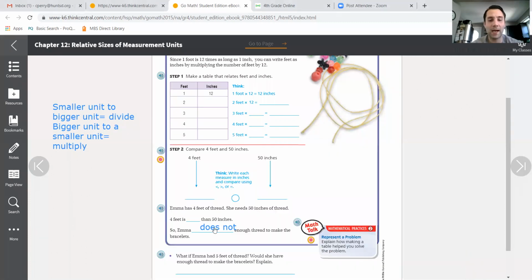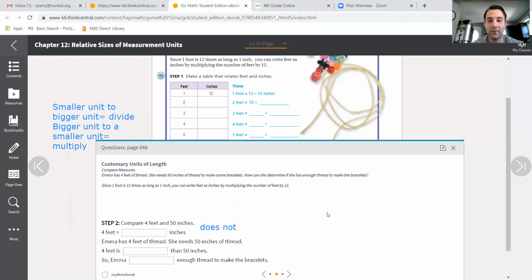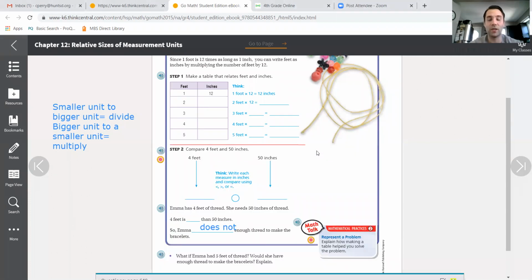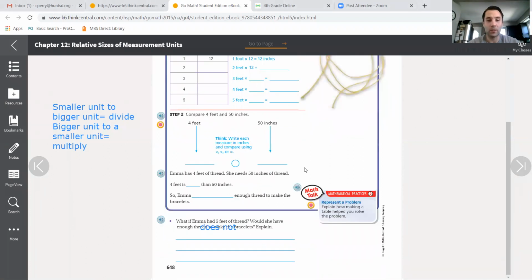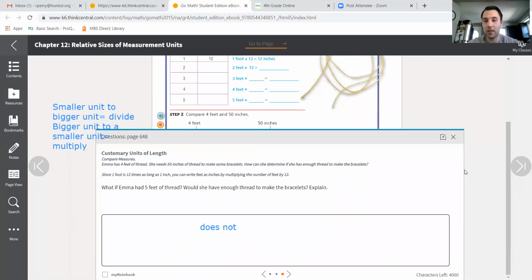Okay. Who can answer how many more inches she needs to have enough? Okay, she has 48 inches and she needs 50. How many more inches does she need? Yeah, she'll need 2 more inches. Okay, so let's look at this last question here on the page.